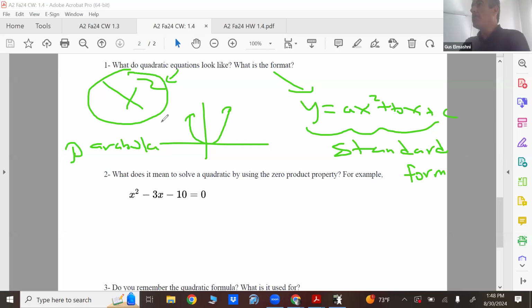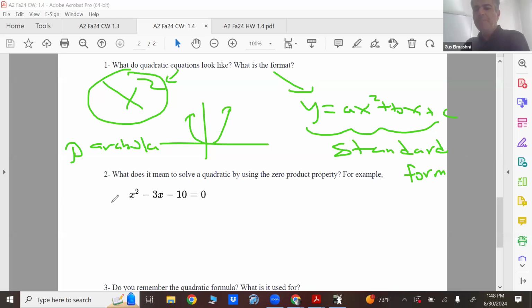So quadratic equations, what makes them unique? They have a squared term. Linear is just plain old x. Quadratic have x squared. Cool. Good. All right.